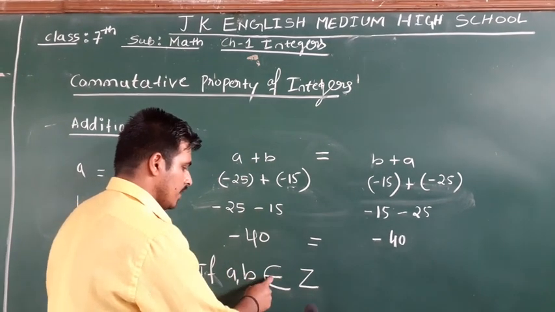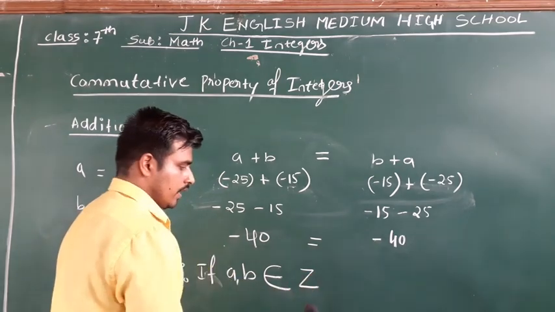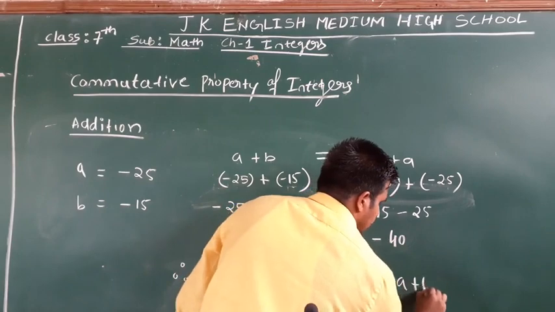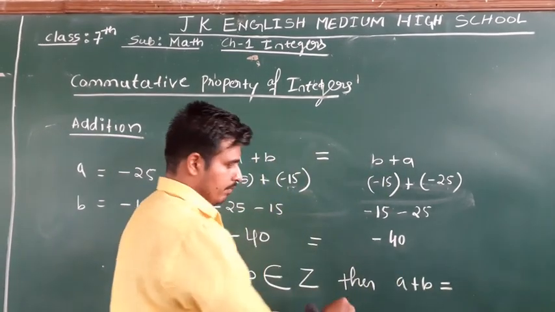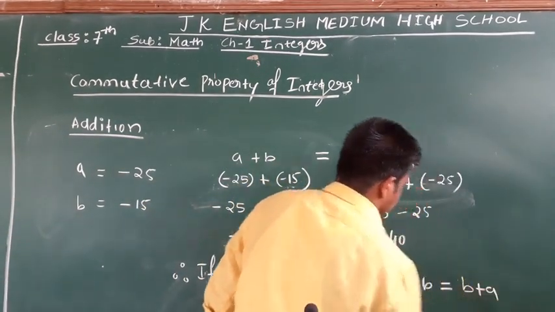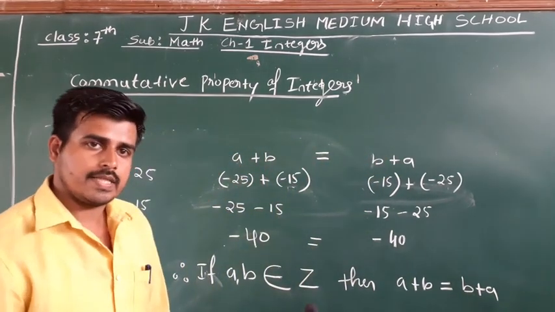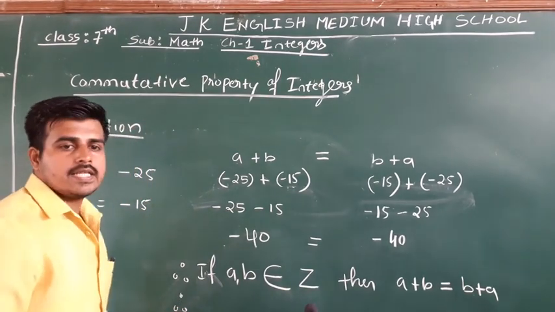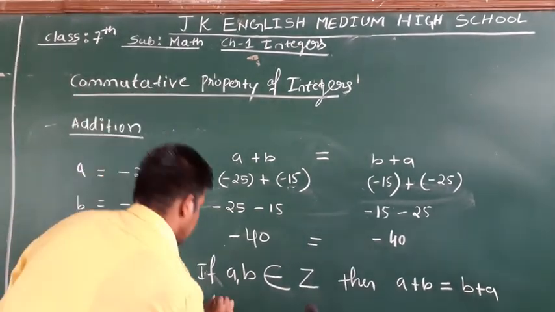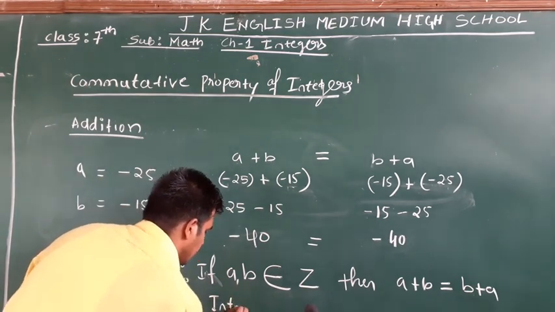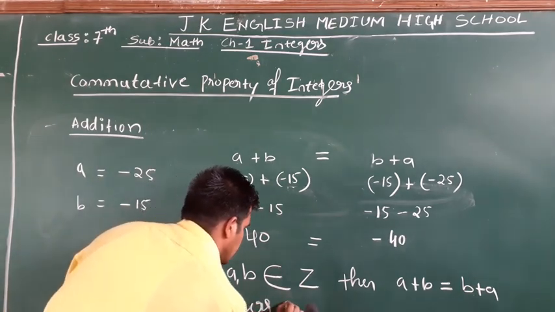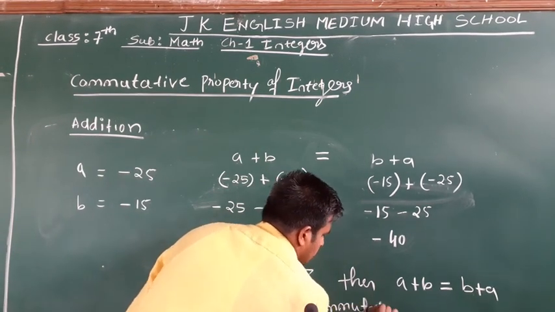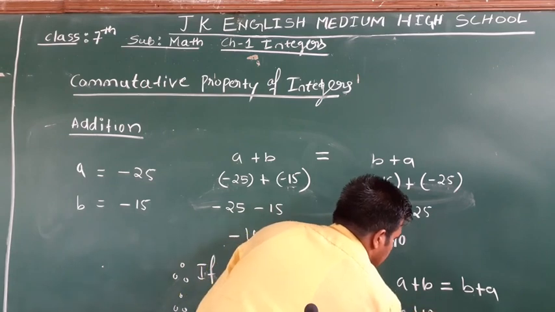If A and B belong to Z, then A plus B is equal to B plus A. If you want to write it in words, how can you write? Integers are commutative under addition. Both are the same only.